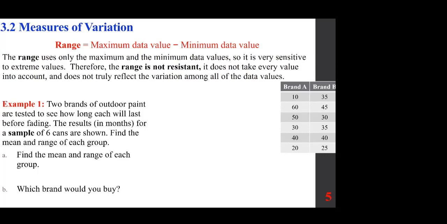We have 2 brands of paint, and we are testing to see how long each will last before fading. The result is given in months. We have a sample of 6 cans. We want to find the mean and the range for each group, and then decide which brand will be used. So it's a simple process.